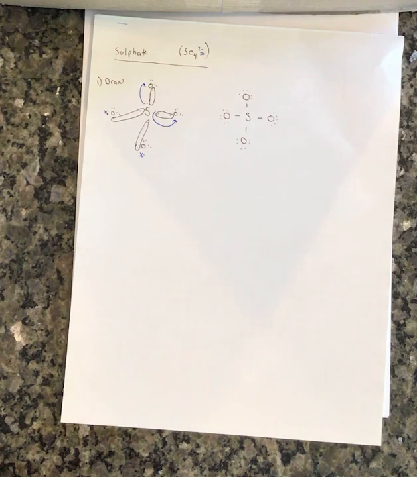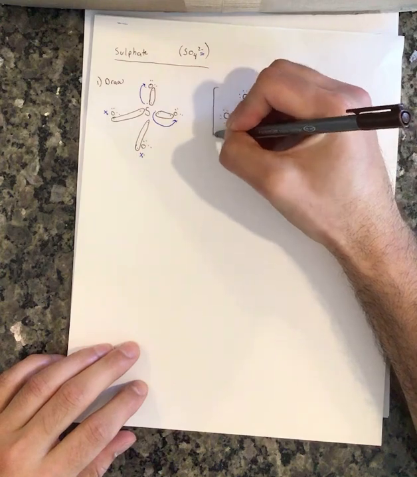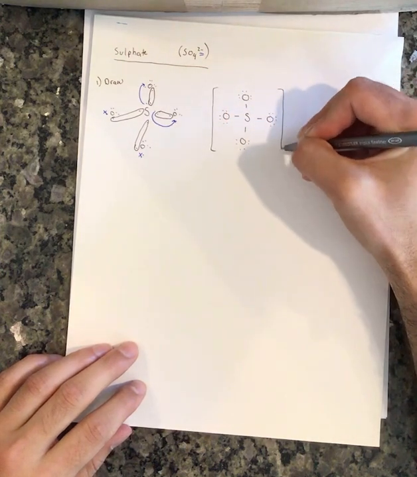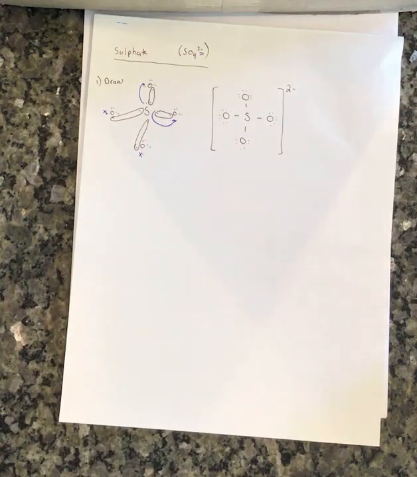Now, once again, because this is a polyatomic ion, I need my square brackets, and I need my charge, which is a 2 negative charge. So this is what sulfate would look like.